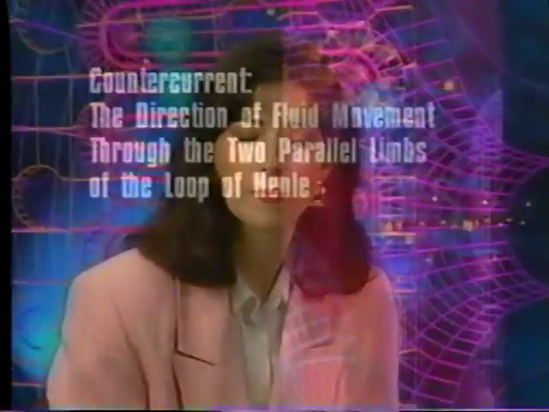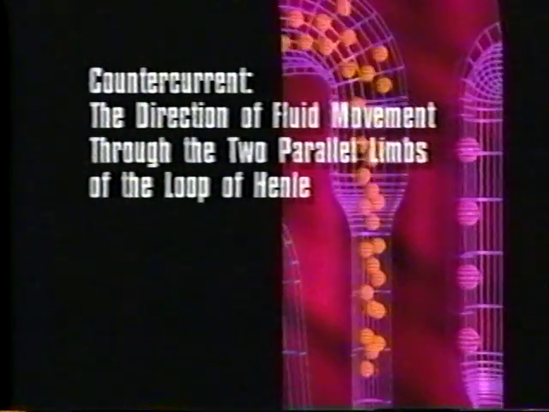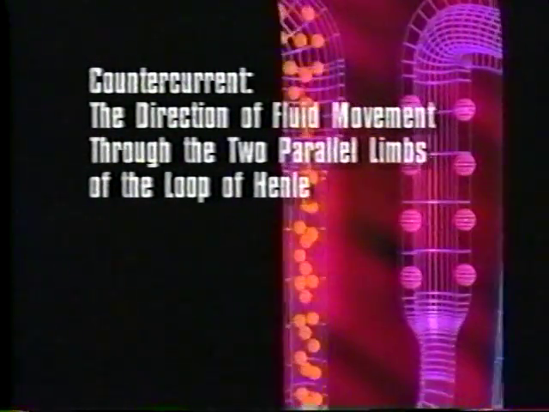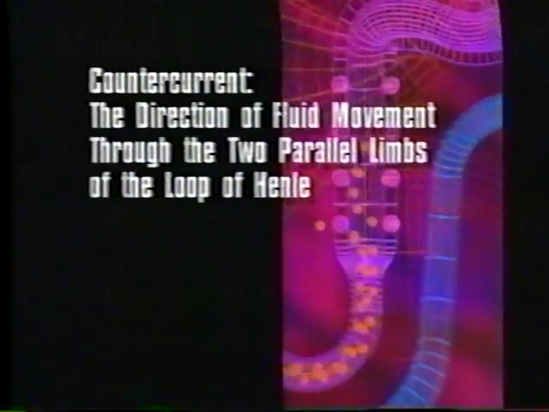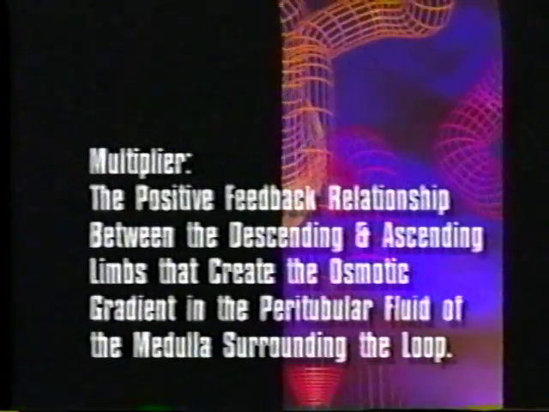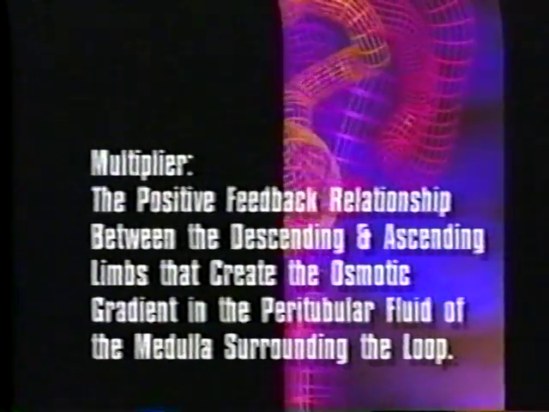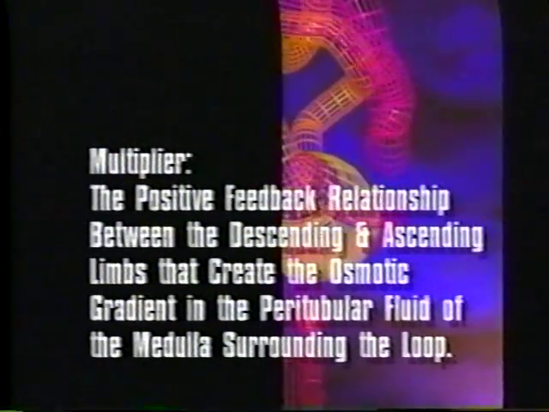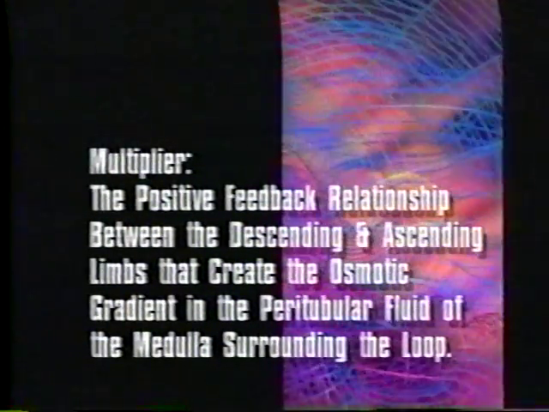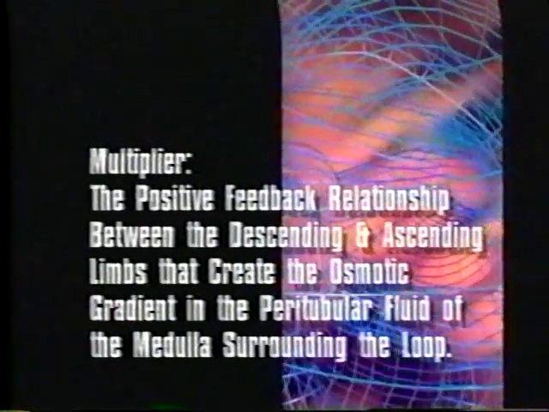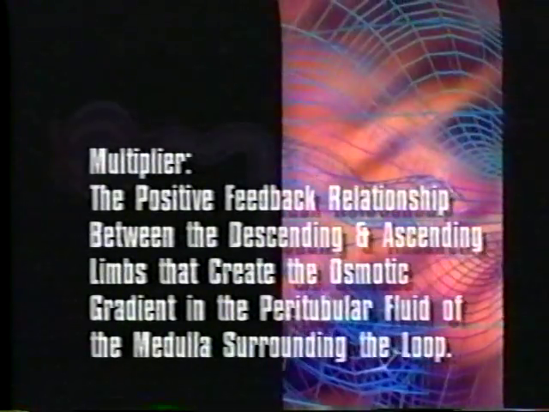Your body can concentrate urine because a countercurrent multiplier system in the loop of Henle establishes a steep concentration gradient in the medulla. Countercurrent refers to the direction of fluid movement through the two parallel limbs of the loop of Henle. Multiplier refers to the positive feedback relationship between the descending and ascending limbs that creates the osmotic gradient in the peritubular fluid of the medulla surrounding the loop.